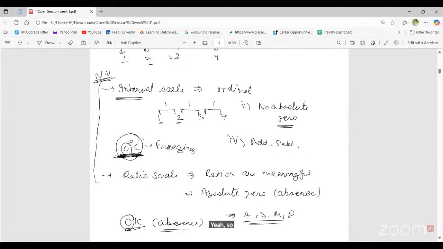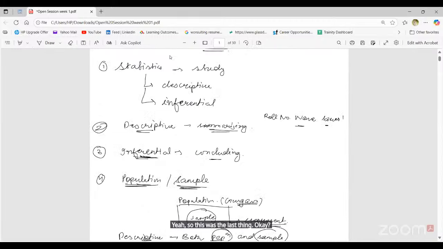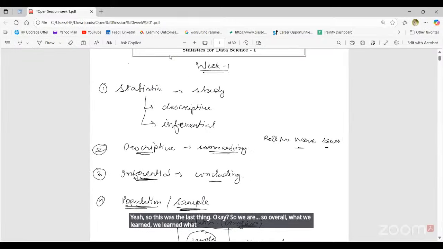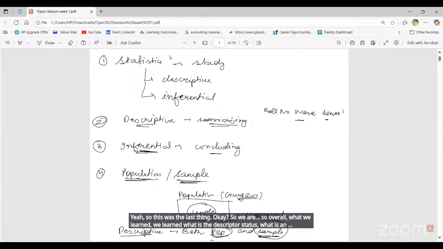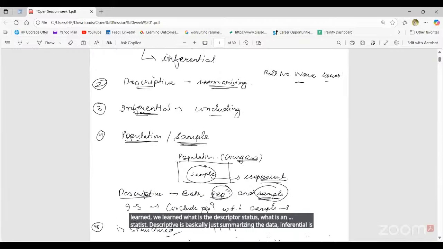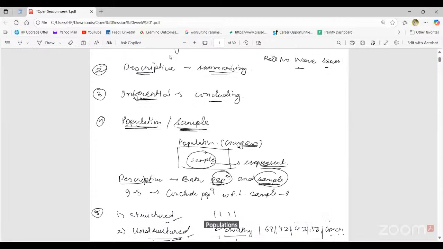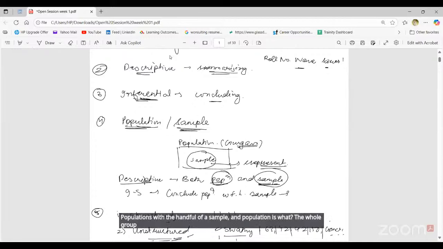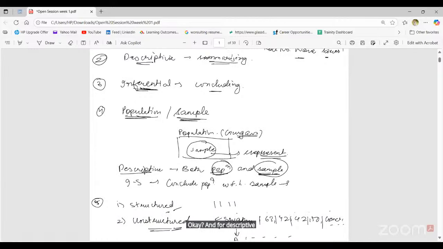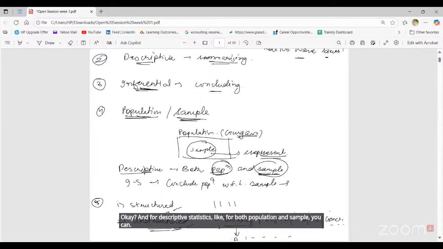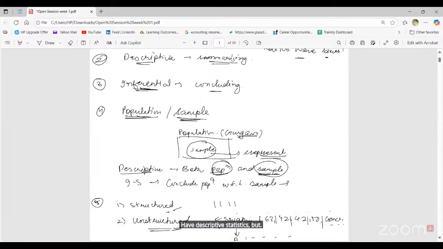So this was the last thing. Overall, we learned what descriptive statistics is and what inferential statistics is. Descriptive is basically just summarizing the data. Inferential is concluding and predicting about the population with the help of a sample. Population is the whole group of data, and from that population you take a subset, which is called a sample. You can have descriptive statistics for both population and sample, but inferential statistics only concludes about the population with the help of the sample.